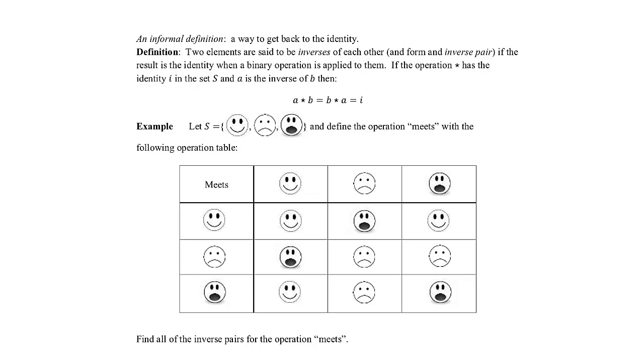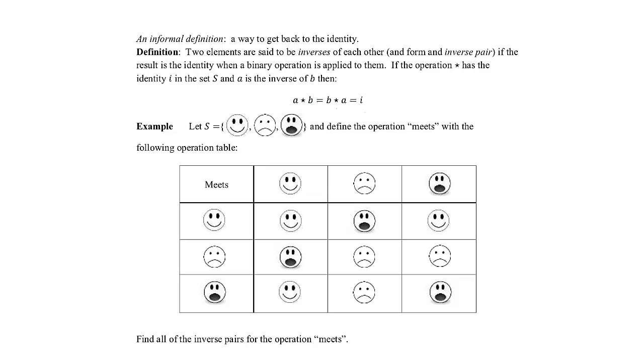So if we look closely at the equation below, it's saying if, when we put A and B together, or you could do it the other way around, if you put B and A together, if our operation is star, if you happen to get the identity back out of that, then A and B are said to be inverse pairs.